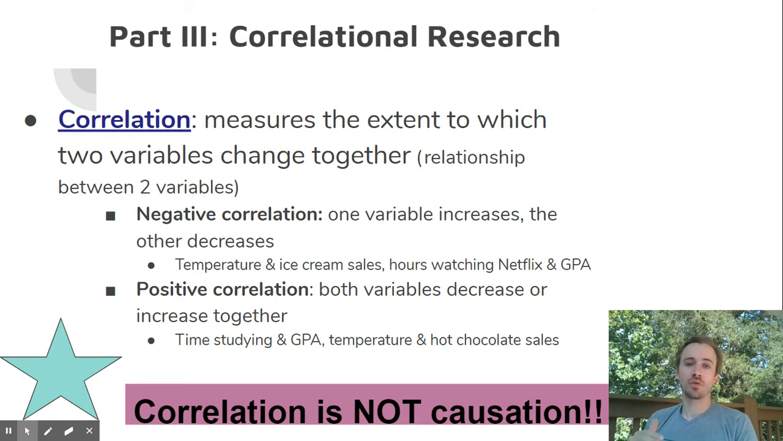So positive and negative correlation. Negative, the two things are moving opposite of each other. One goes up, the other goes down, or vice versa. Positive correlation means that they're both going up at the same time or they're both going down, that relationship. Okay?